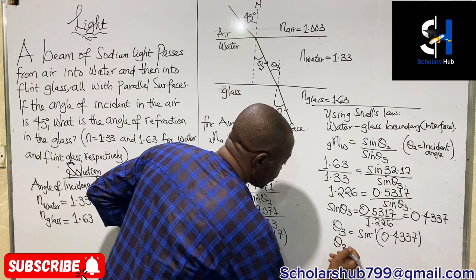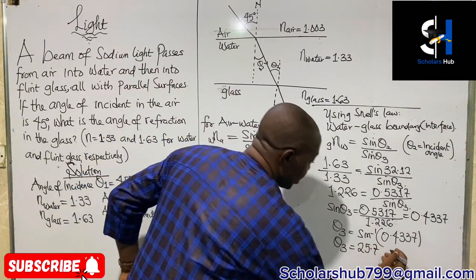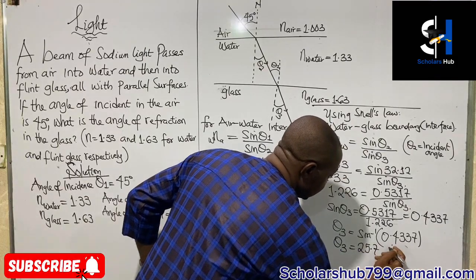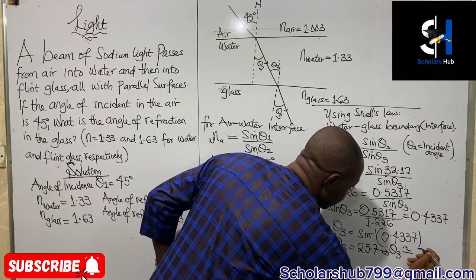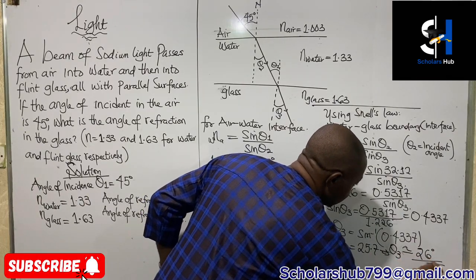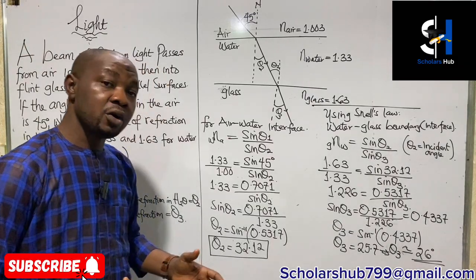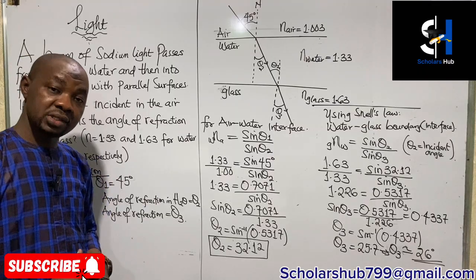So we have the third angle to be 25.7. We can approximate theta 3 to be 26 degrees. And that's the value of the angle of refraction in the flint glass.